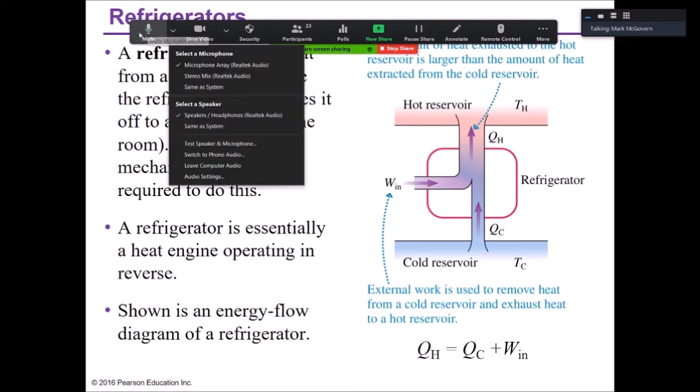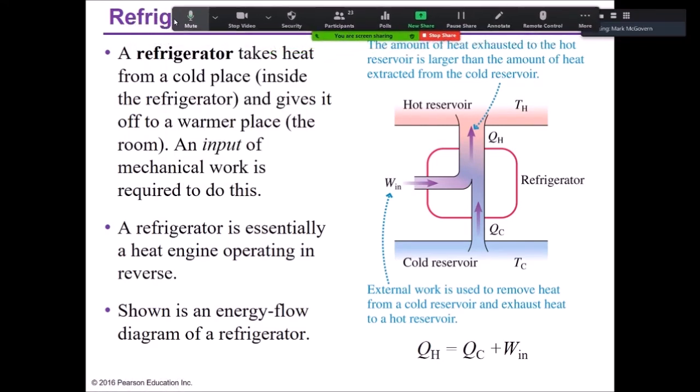All right, so let's look a little bit at refrigerators. This is the opposite process here. Instead of taking heat from a hot reservoir, performing work and discarding it to a cold reservoir, we're trying to do sort of the opposite here. The idea is that we want to extract heat out of a cold reservoir, okay? And through work, we can push that out to a hot reservoir. This is fully allowed by the second law of thermodynamics. Perfectly fine to do this.